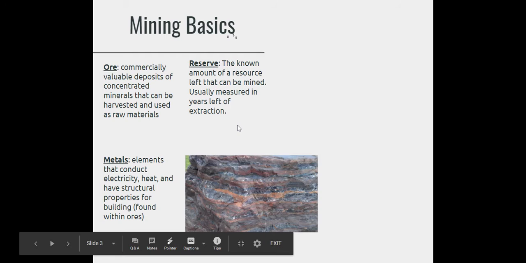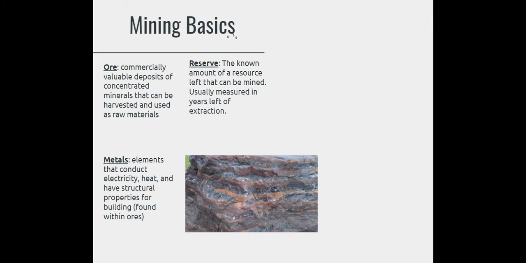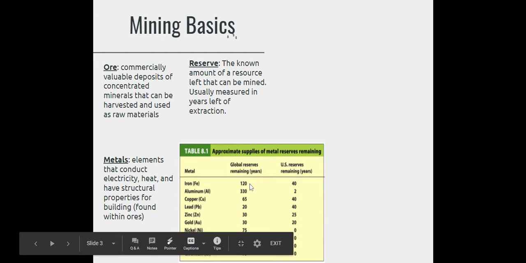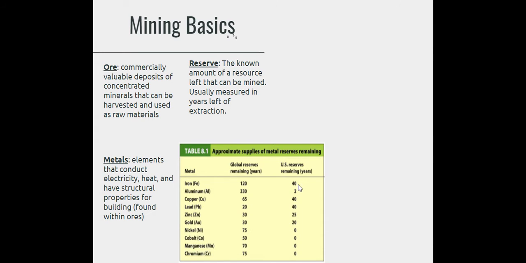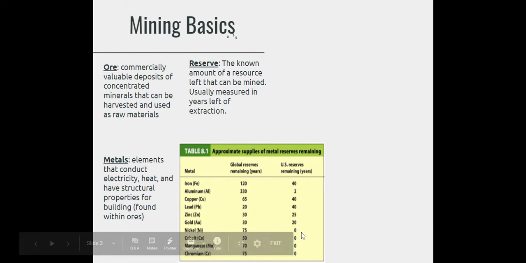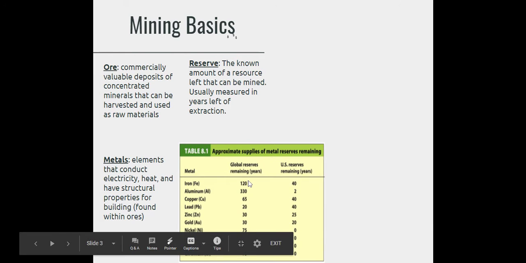A reserve is how much of the ore or metal is left and how many years it will last before all of it is gone. For example, iron globally is 120 years, 40 in the United States. Only 2 more years of aluminum left in the United States, but worldwide it's 330. For nickel, we don't have any nickel left in the US, whereas there's 75 years left globally.